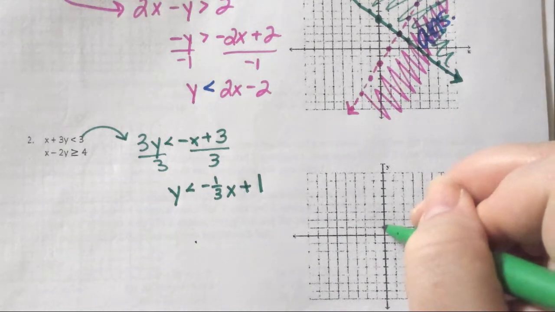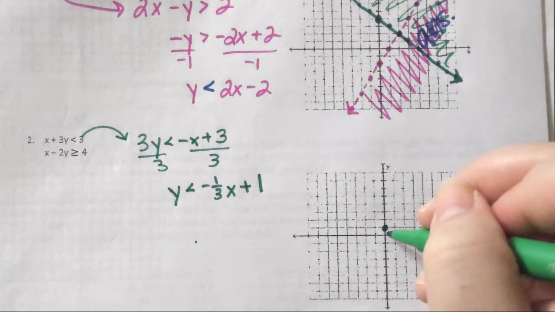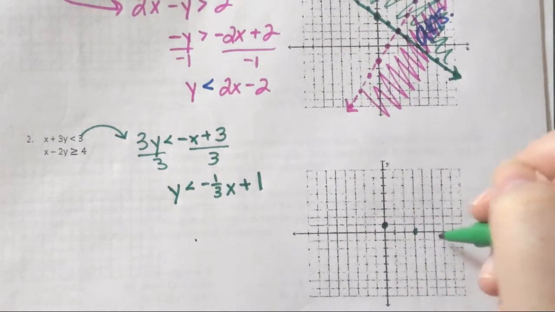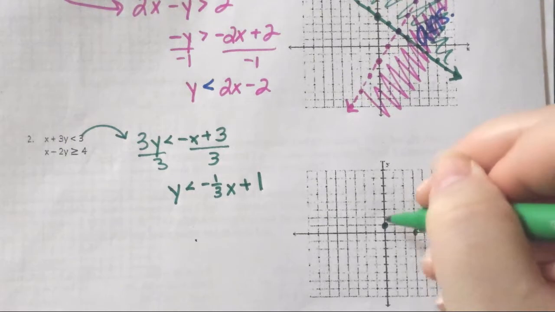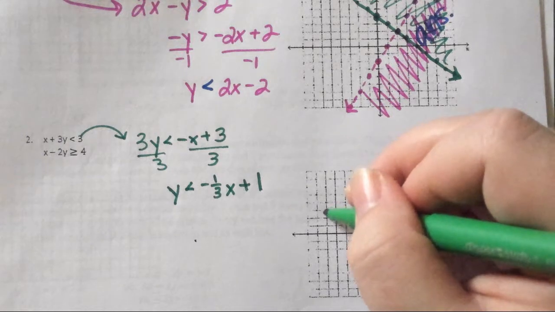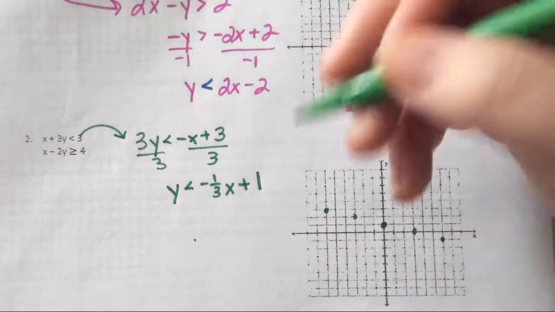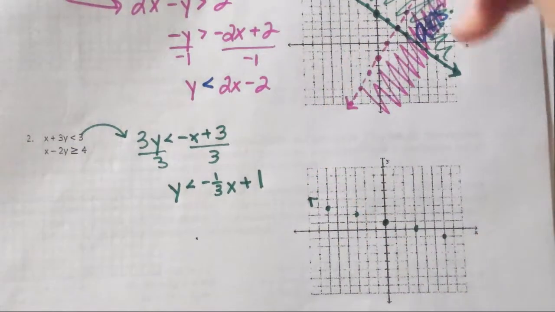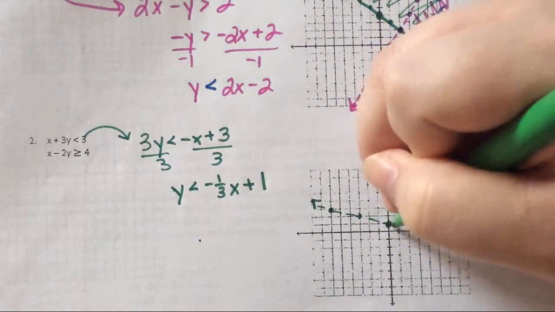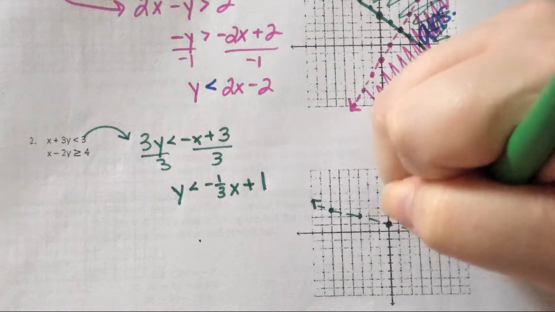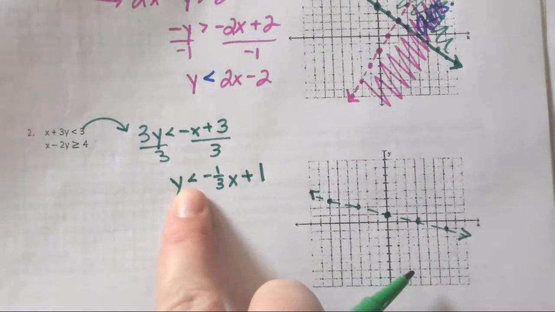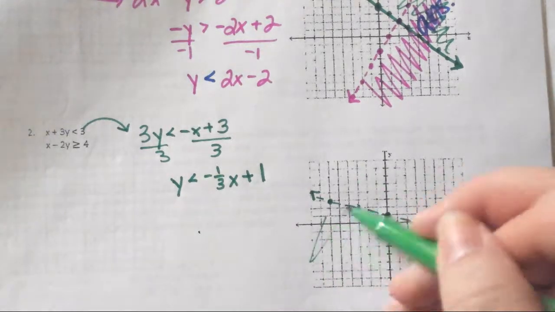Okay, so I put my intercept at 1. My slope is negative 1/3, so down 1, right 3. Down 1, right 3. Up 1, left 3. Okay, and since it's just a less than, not a less than or equal to, when I connect the dots, I'm going to use a dotted line. Since it is a less than, I'm going to shade below my line.